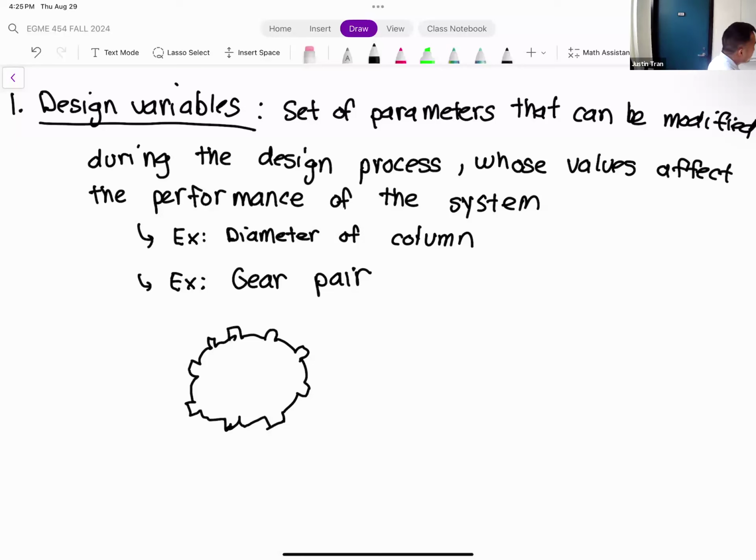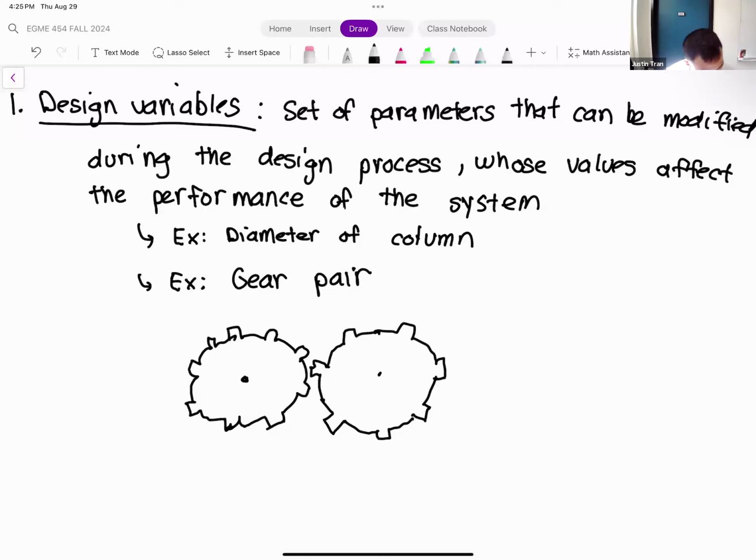Started out great and then ended up not so great. It looks like a bacteria or something. All right, I got to draw another one. That's a gear pair. All right. That's enough. That's fine.